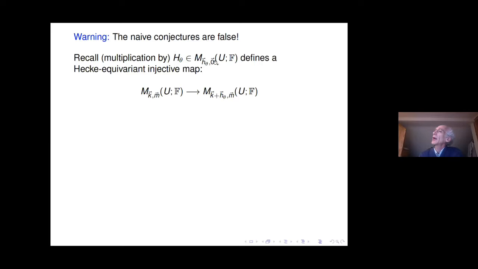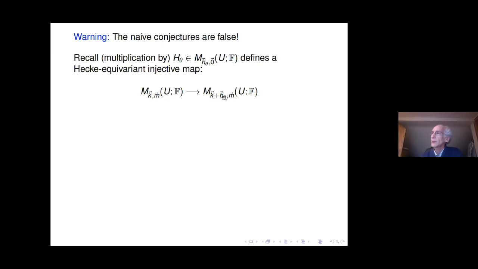And these define theta-equivariant maps that shift the weight. So if you have an eigenform of weight k, ignoring the m for the moment, then you have an eigenform of weight k plus the weight of the Hasse invariant. I'm using capital H theta for the weight of the Hasse invariant, little h theta for the weight of the Hasse invariant.